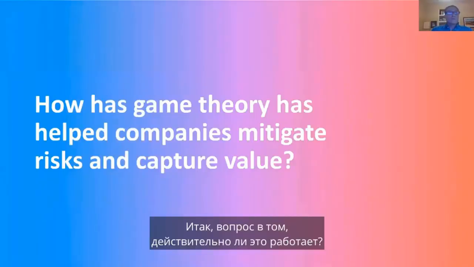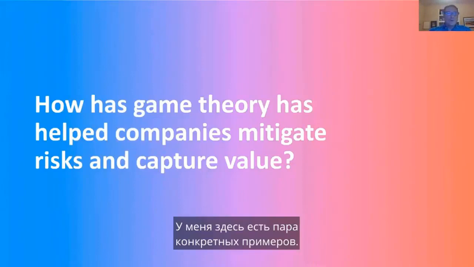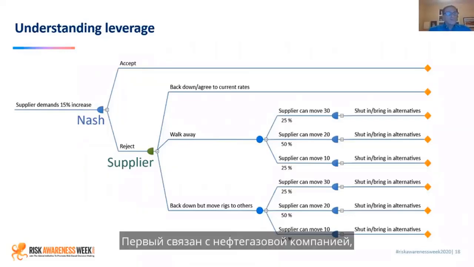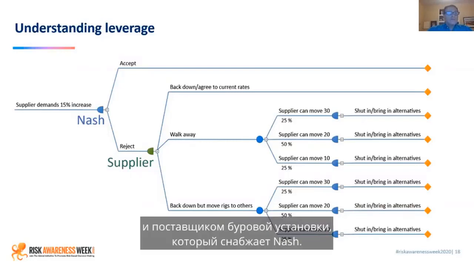So then the question is, does it really help? How has it helped companies mitigate risks and capture value? So I have a couple of specific examples here, and I'll talk about some others as well. First of these involves an oil and gas company we'll call Nash, and a rig supplier who's supplying Nash.